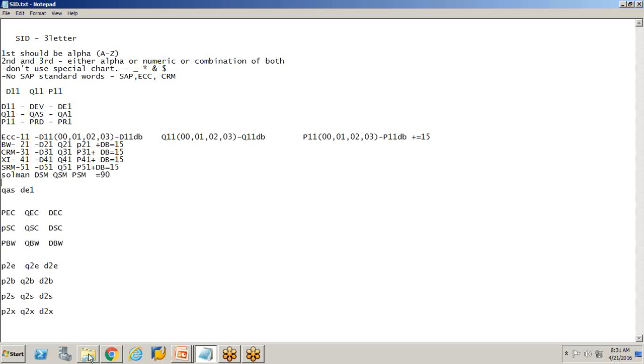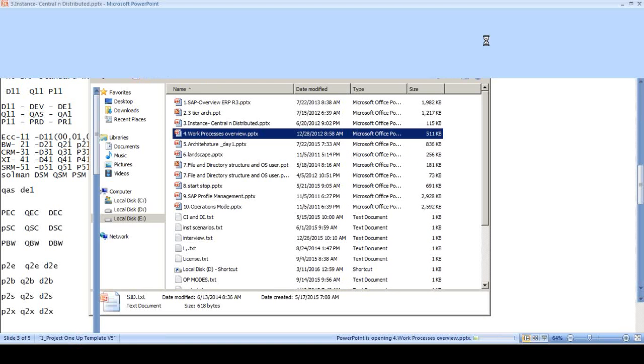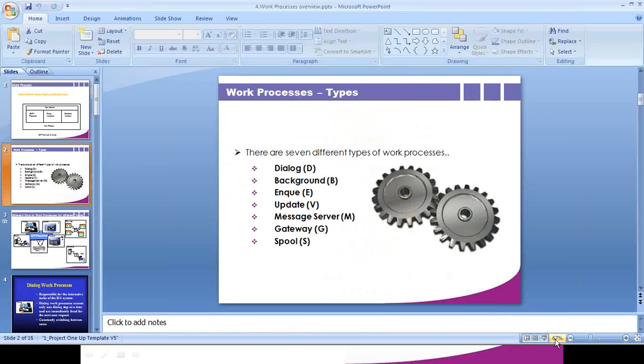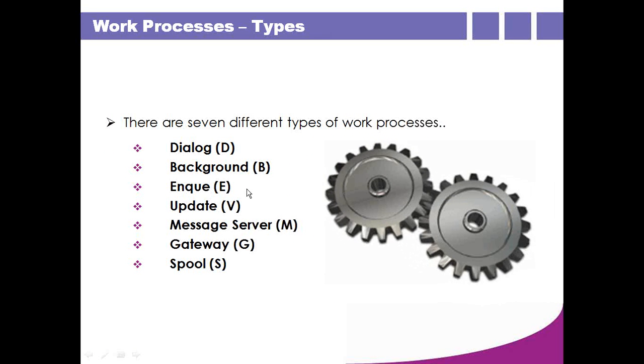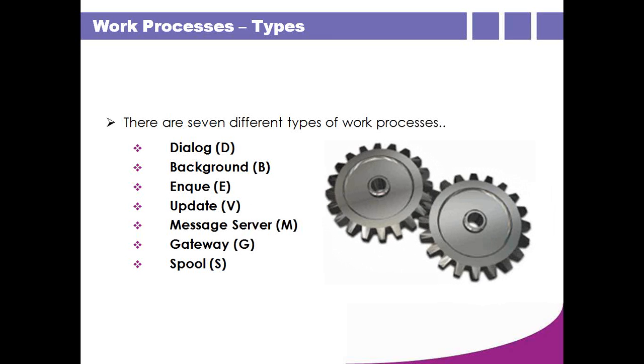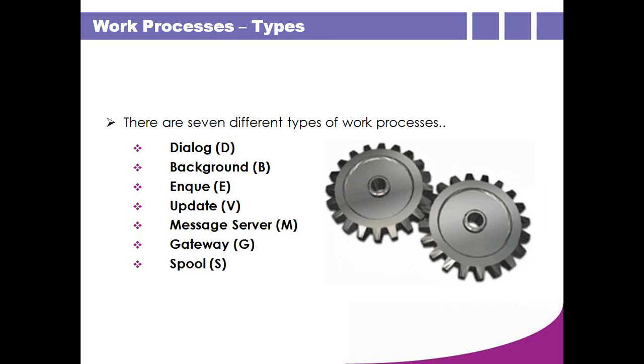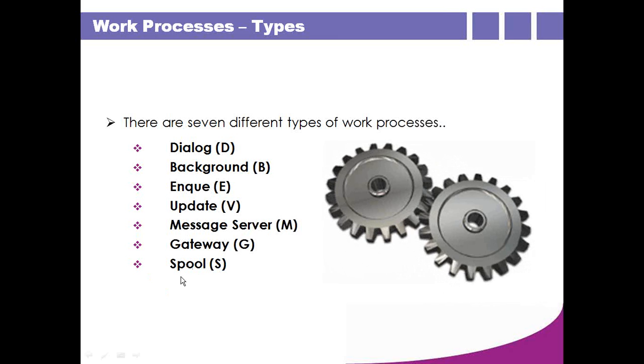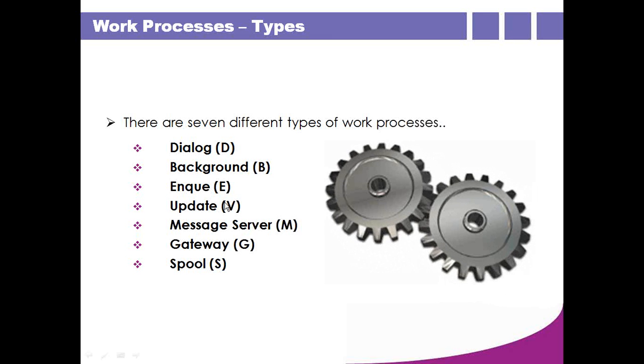Right, now we are going to see the work process overview. As yesterday I was about to start this. In every instance of your application layer, we know that we have 7 types of work process. Of course, to say only 5 are work processes, but 2 are services, but we will treat it as 7 only. One is dialog, background, enqueue, update, message, gateway, and spool. Each work process is represented by its first letter, except the update. Update is represented by U.